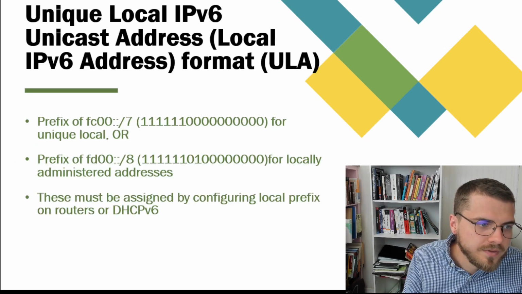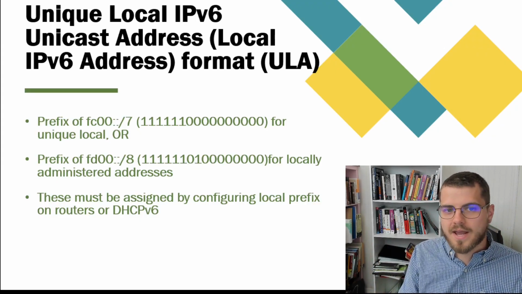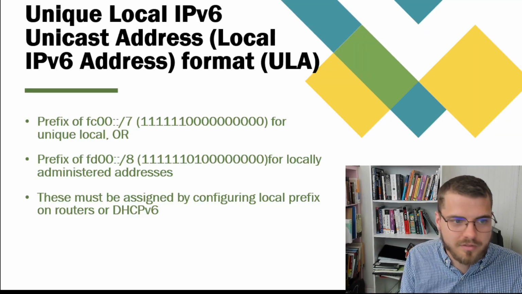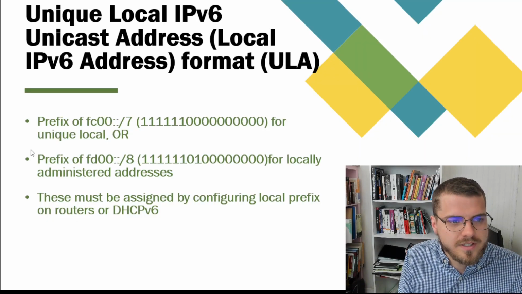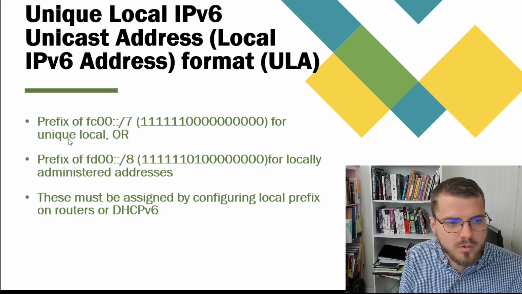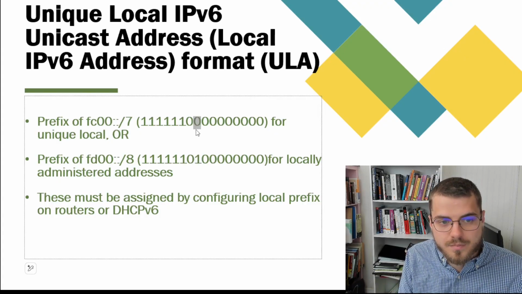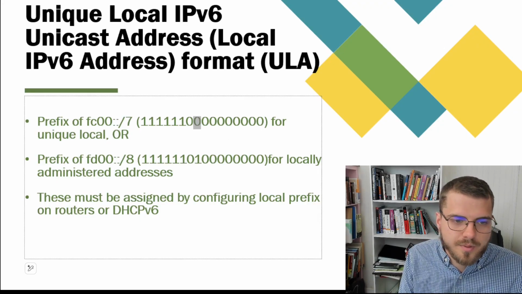So pretty simple. Then the unique local IPv6 unicast address, or the local IPv6 address format, or the ULA, three names, one thing, has a prefix of FC00 for the unique local, or a prefix of FD00 for a locally administered address. And the difference between these, they look very simple there, but the difference is the 8th bit. The 8th bit is flipped.